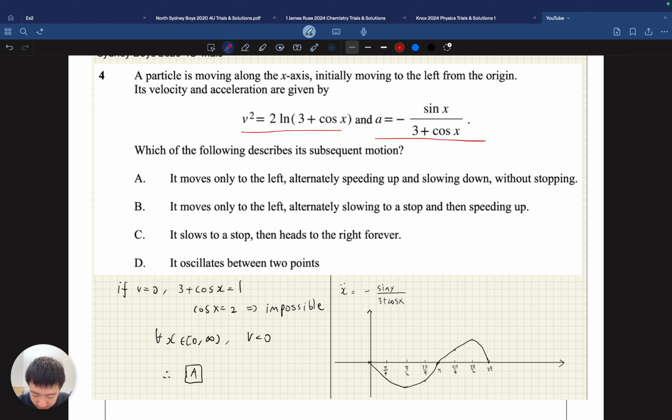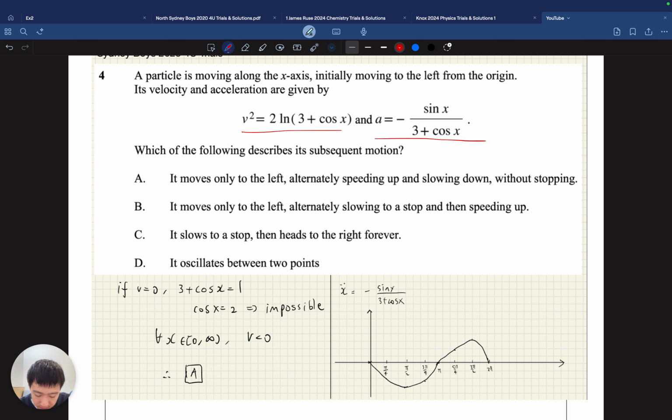So let's look at the choices. Which of the following correctly describes its subsequent motion? So it is a multiple choice, but I think if they want to adapt it, it can also be a short answer question. They can ask you a question like this: which of the following describes its subsequent motion? So let's look at it.